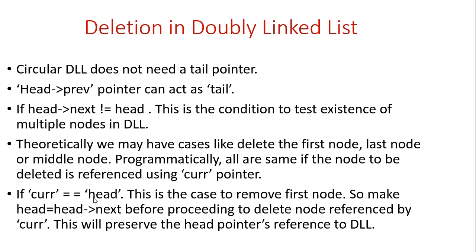In case the cur pointer is referencing the node referenced by the head pointer, then apart from removing that node, which is the head node, we also need to ensure that the second node is made the head. That is, move the head one step ahead. The second node will become the head for the entire list. So this will preserve the head pointer's reference to the DLL. If you don't do that step, the reference to the doubly linked list will be lost forever.